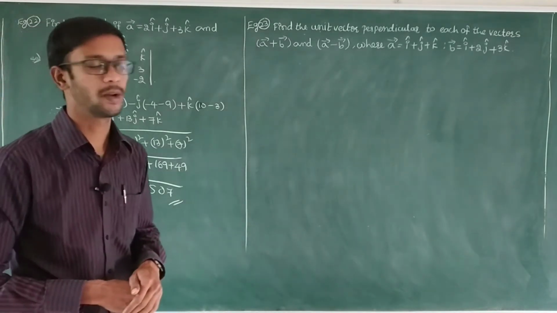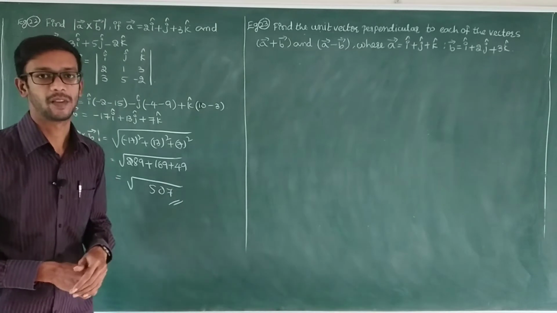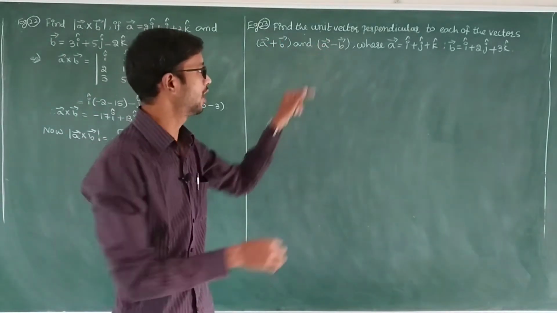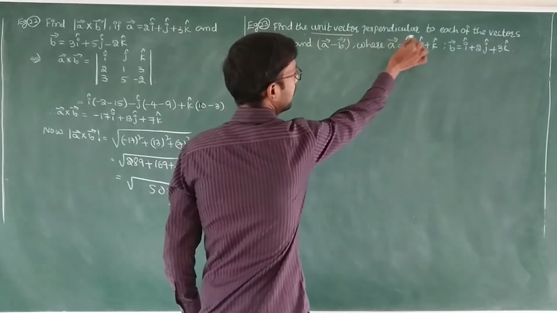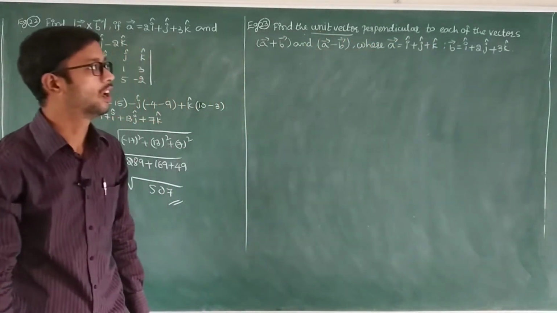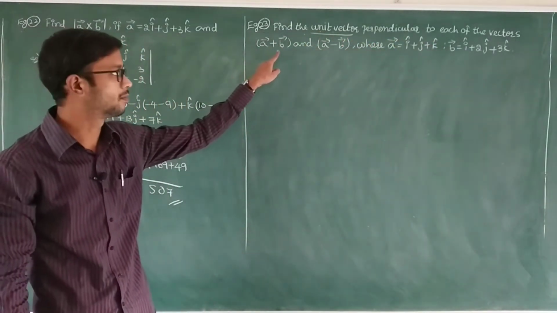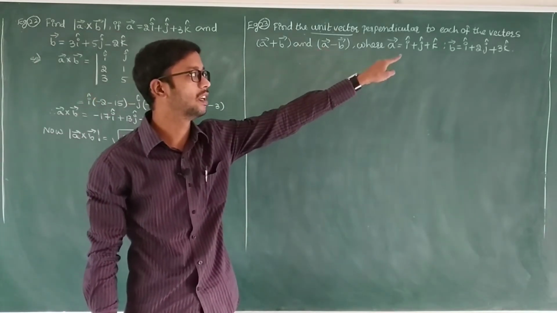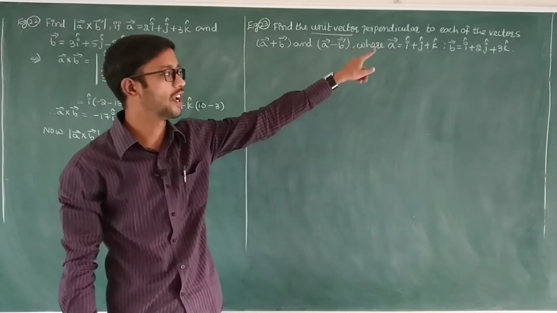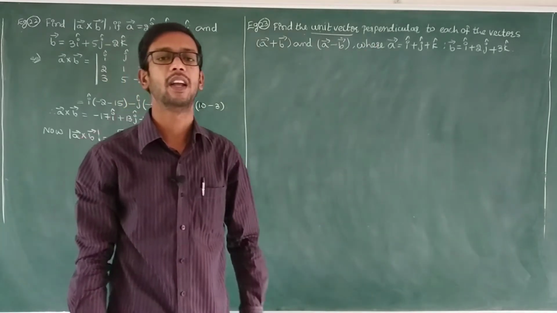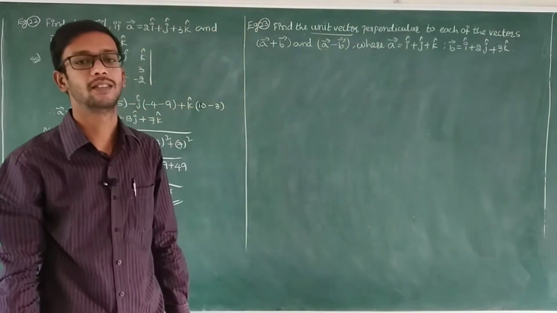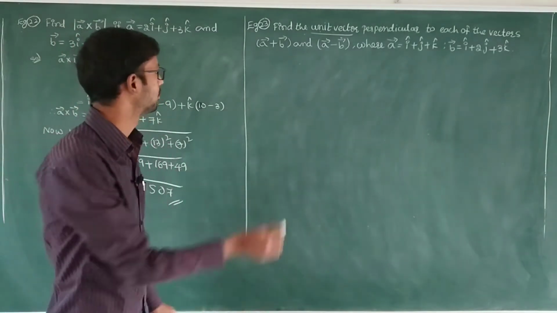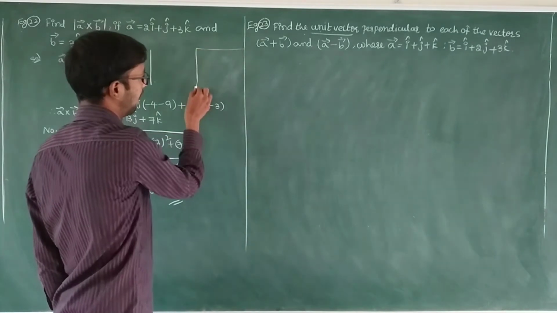So next, problem number 23. Example 23. Find the unit vector perpendicular to each of the vectors A bar plus B bar and A bar minus B bar, where A bar is equal to i cap plus j cap plus k cap and B bar is equal to i cap plus 2j cap plus 3k cap.